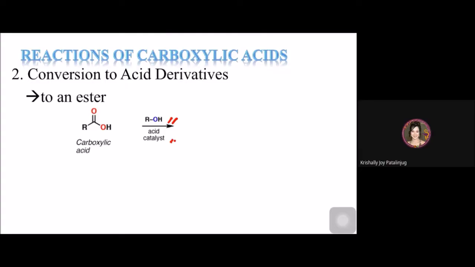Now, in the reaction, the hydroxyl group of the carboxylic acid will be protonated. So what is your idea? Whenever the hydroxyl is protonated, it will be removed. This will depart as a leaving group in the form of water. That is why you have here a byproduct in the form of water. It will be lost from the system as water. Then what will replace the hydroxyl of the carboxylic acid? You will have there a stronger nucleophile from the alcohol in the form of OR.